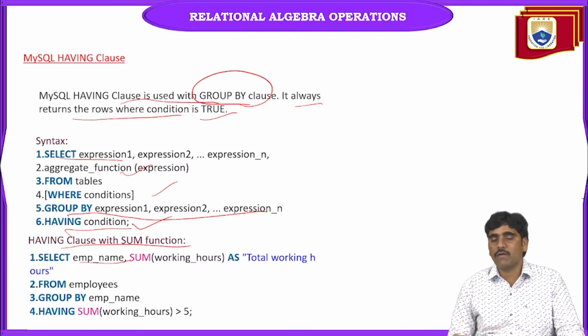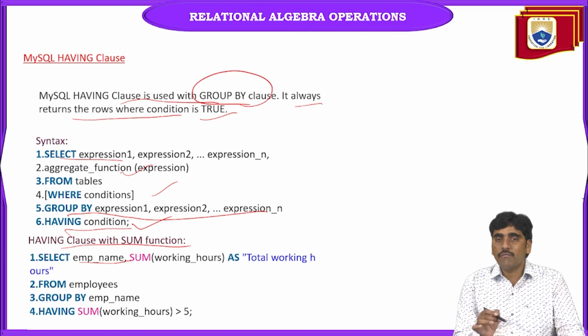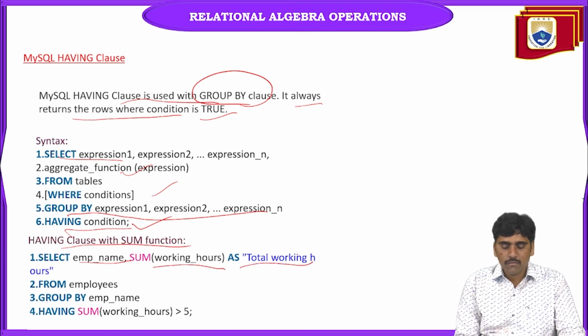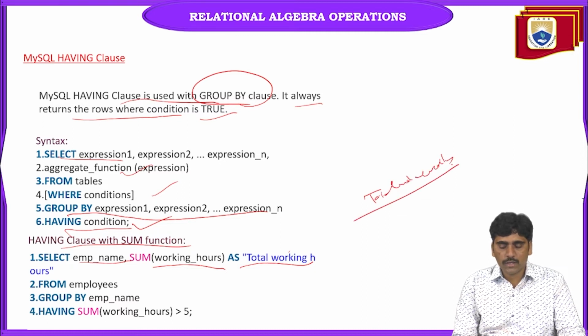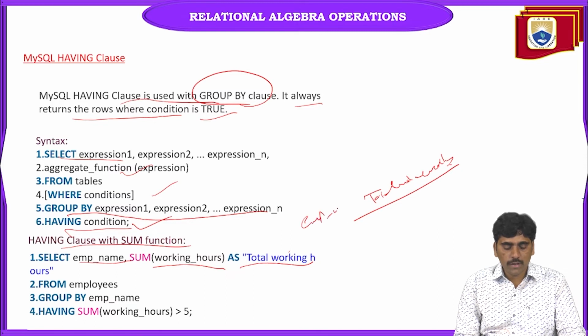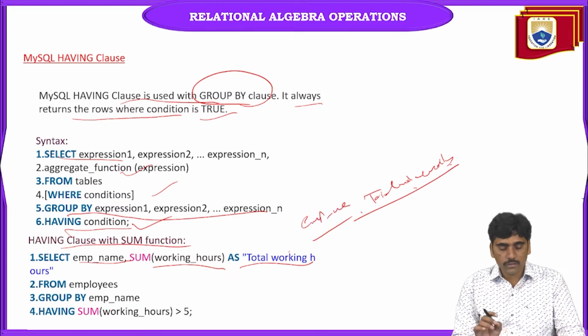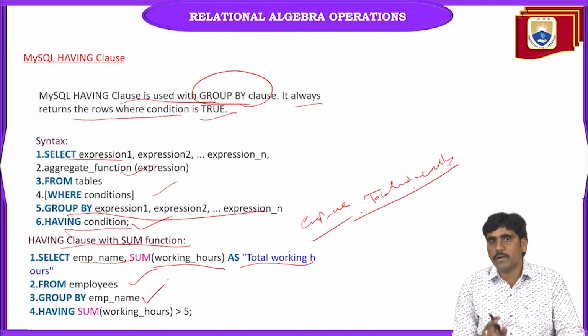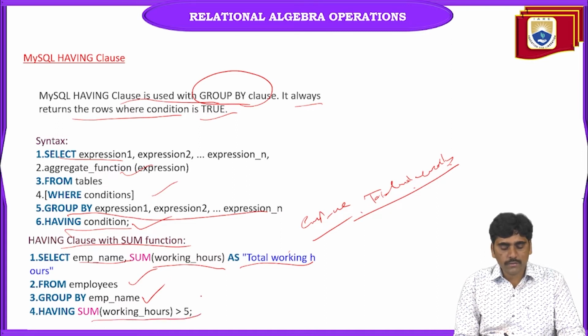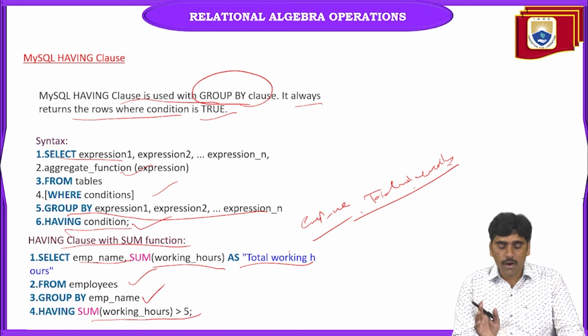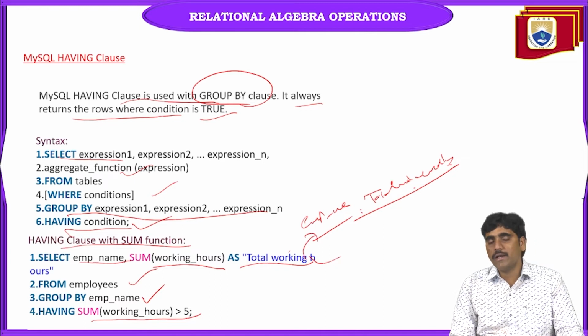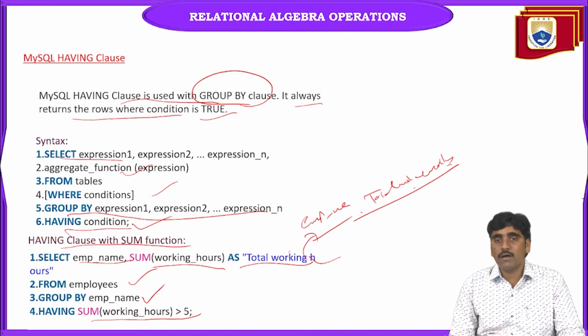SELECT employee name. So what do I want to display? Employee name, comma, the sum of all the working hours in a separate total working hours column. These two you are going to display, from the employees table. GROUP BY employee names, HAVING sum of working hours greater than 5. Whoever has a sum of working hours greater than 5, all those employee names will be displayed along with the sum of working hours.